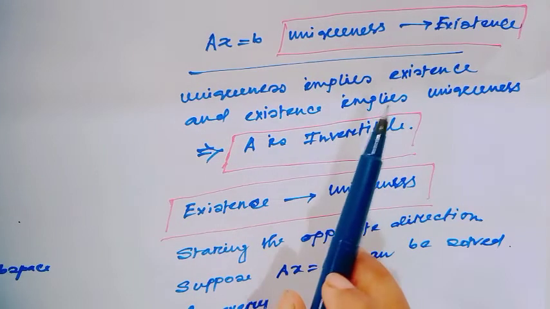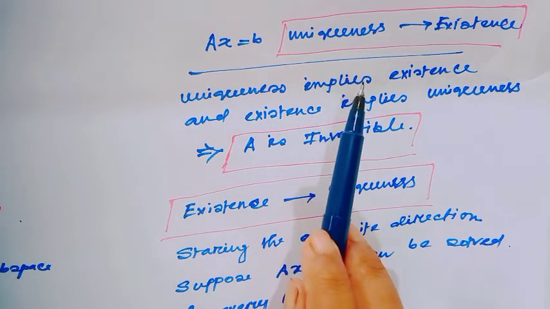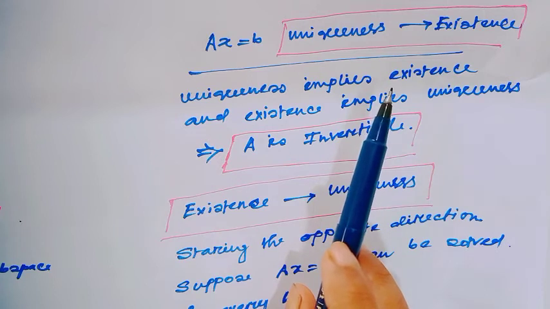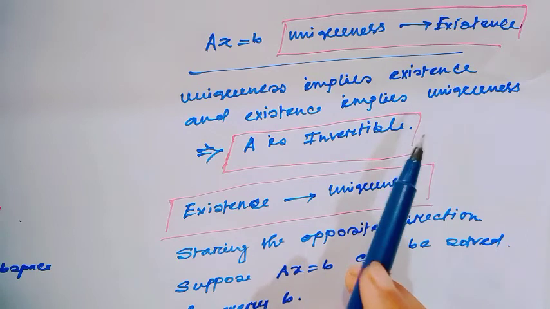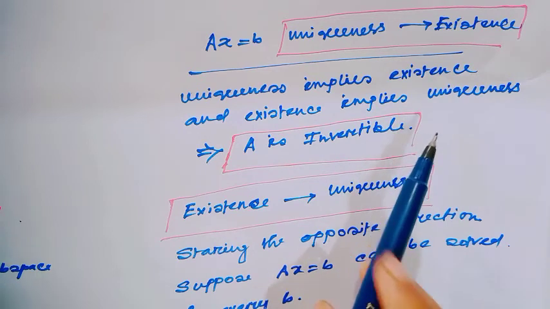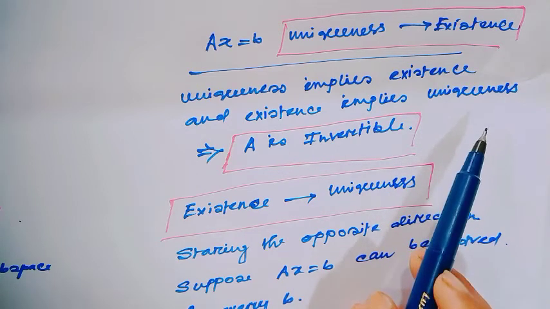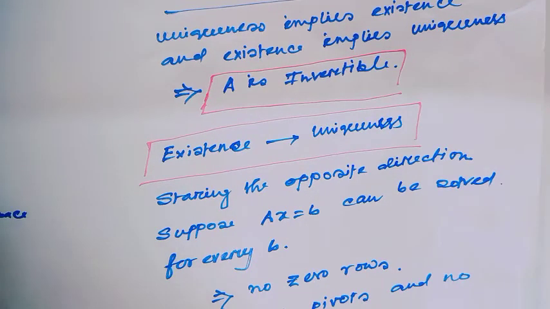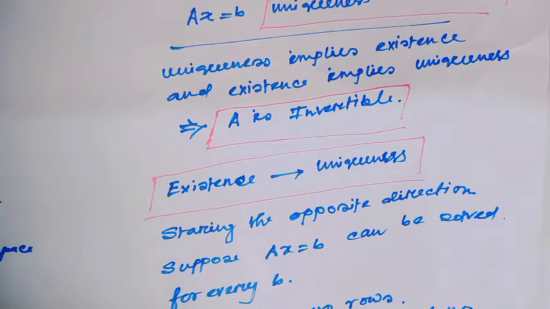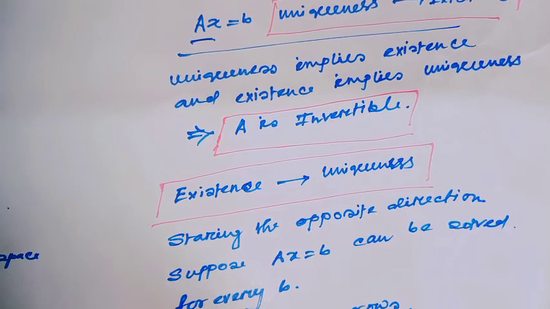Now just recall the solution of Ax equal to b: for which condition is there a unique solution? Uniqueness always implies existence, as we all know, and existence implies uniqueness. That implies, actually, when A is invertible. When there exists no free variable in the matrix A, as we all know, then the solution is a unique solution.